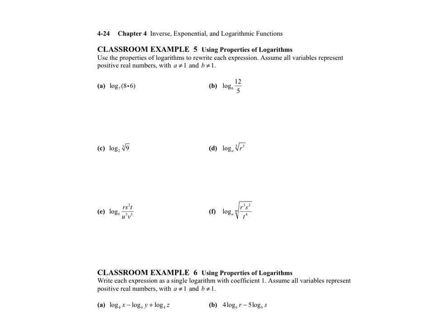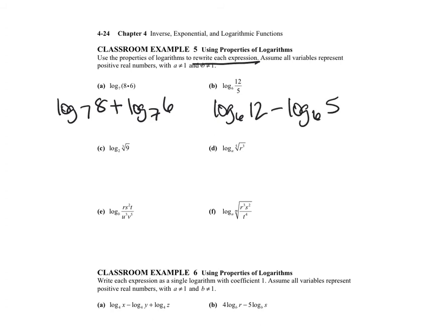Okay, so these, you don't solve them, you just rewrite them. It says rewrite, there's no solving. So log base 7 of 8 plus log base 7 of 6. And then this one, because division means subtraction, you subtract. This one has a power, so you bring the power in front. Same thing with this one. So this is the 3/5 log base a of r.